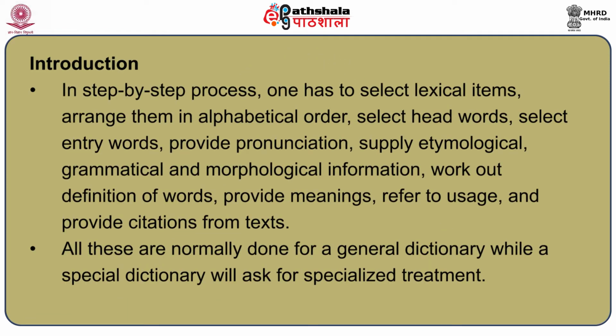Dictionary making. Dictionary making begins with the collection of data from a language. In a step-by-step process, one has to select lexical items, arrange them in alphabetical order, select head words, select entry words, provide pronunciation, supply etymological information, grammatical and morphological information, work out definitions of words, provide meanings, refer to usage, and provide citations from texts.